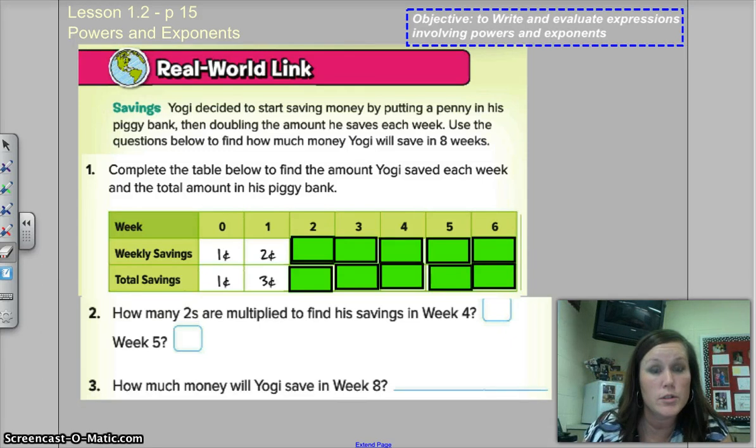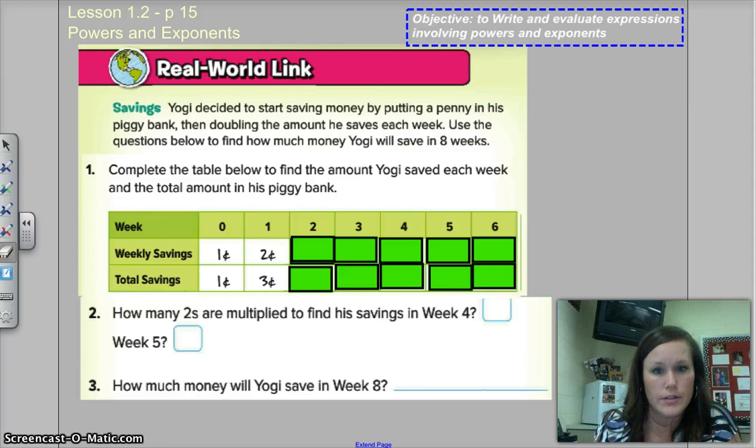We're going to start with a real world example, and then we're going to move into the nitty gritty. All right, so Yogi decided to start saving money by putting a penny in his piggy bank and then doubling the amount he would save each week. Use the questions below to find out how much money Yogi will save in 8 weeks.